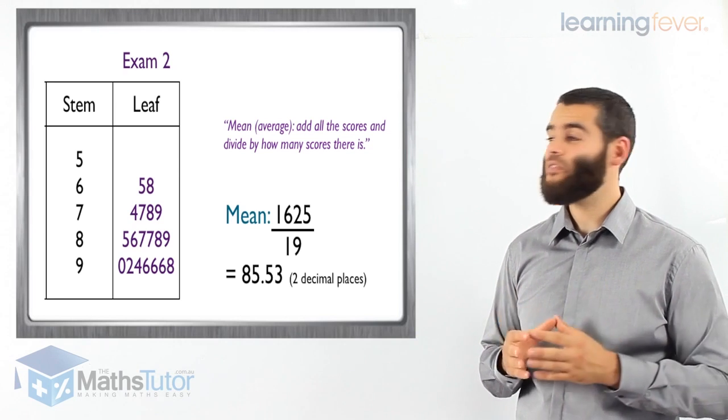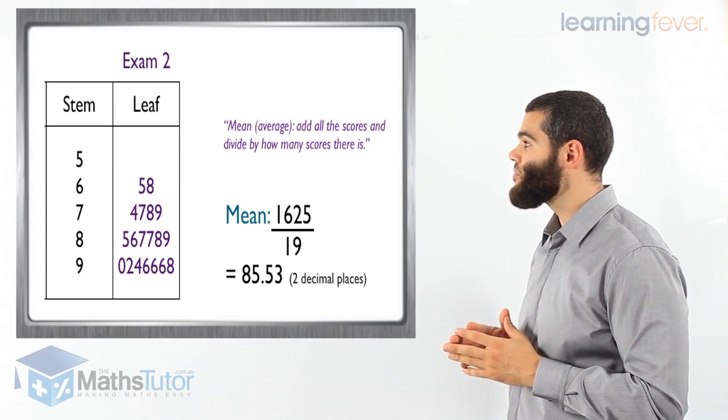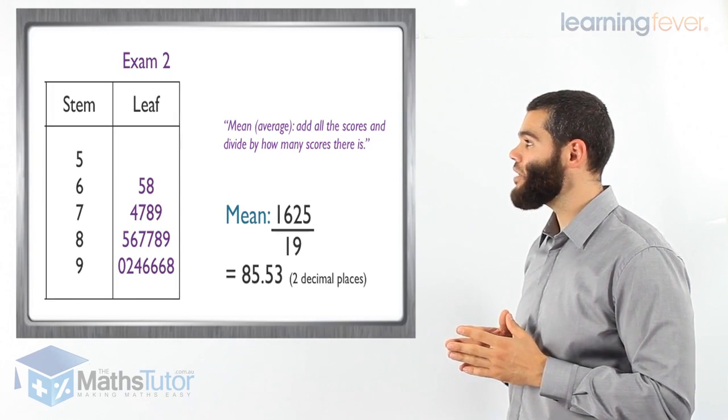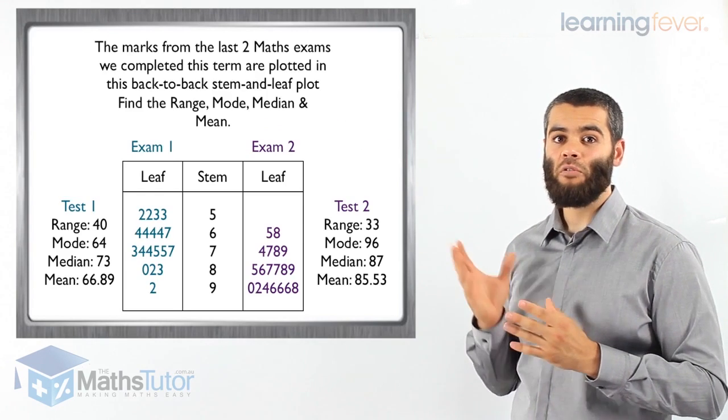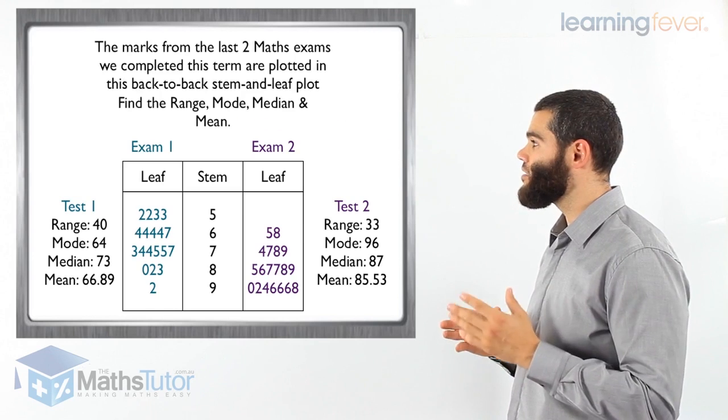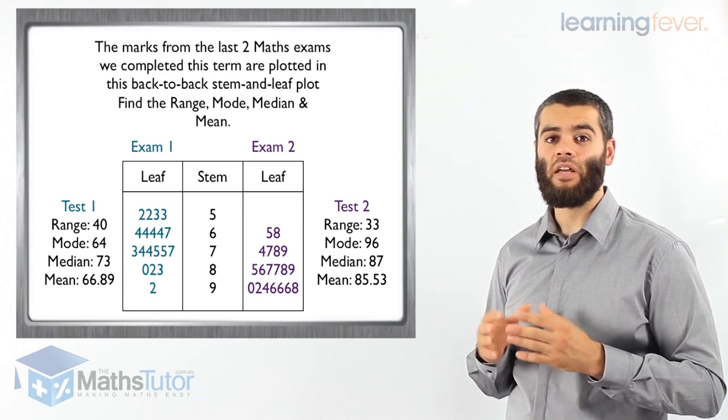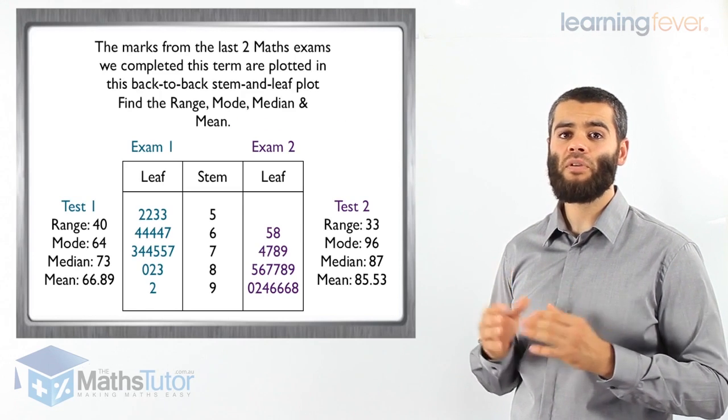So we can see a significant improvement. We can see that the average in test number 2 is higher than the average in test number 1. It was 85.53 here, and in test number 1 it was 66.89. So we can tell straight away there's a big improvement.